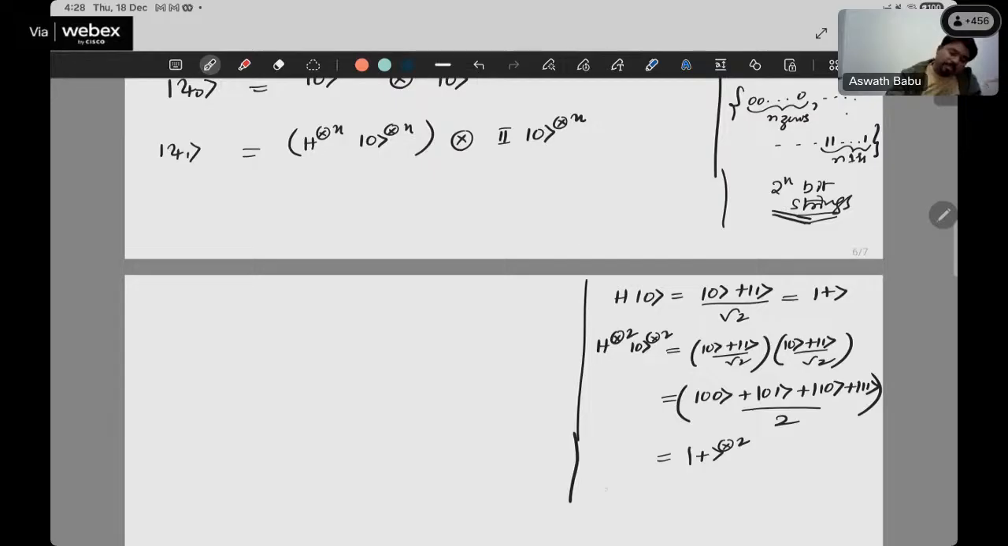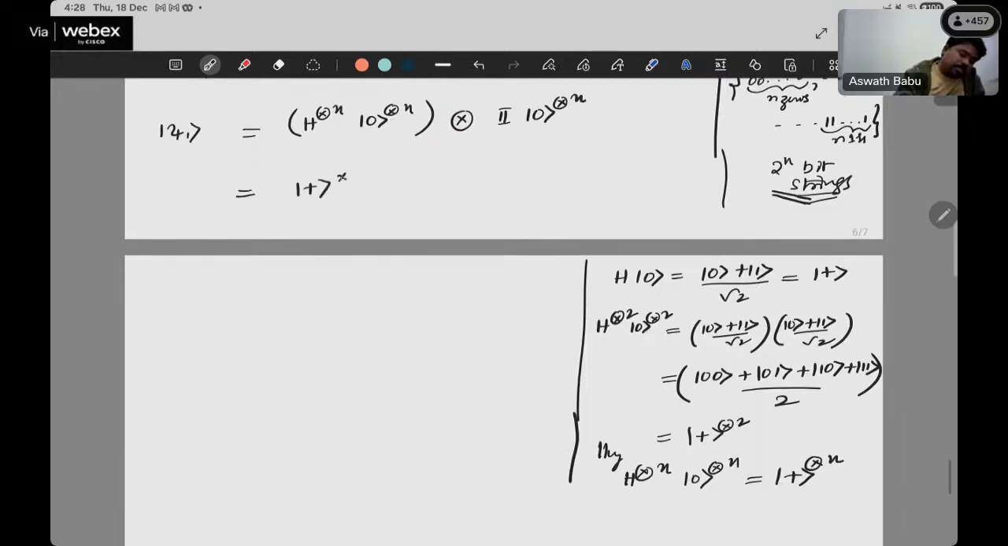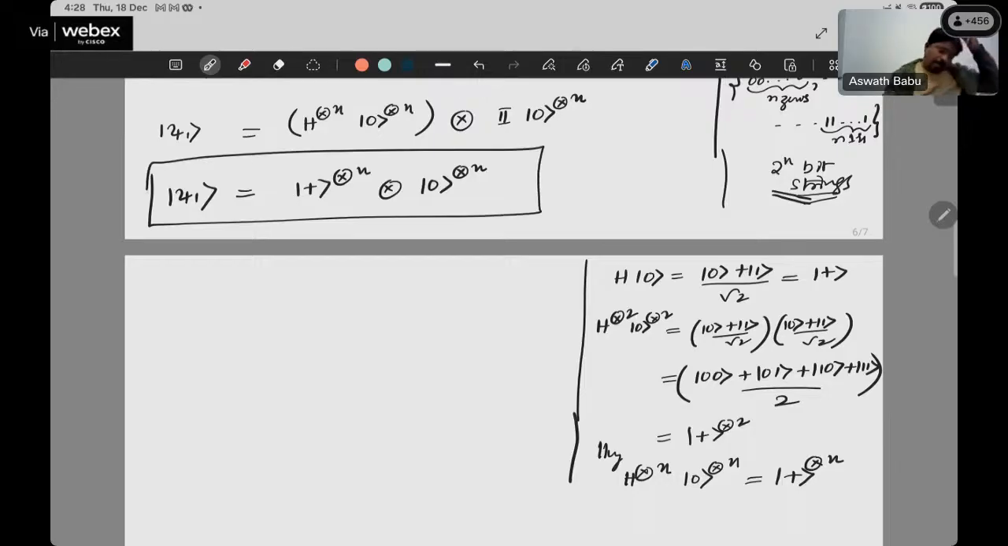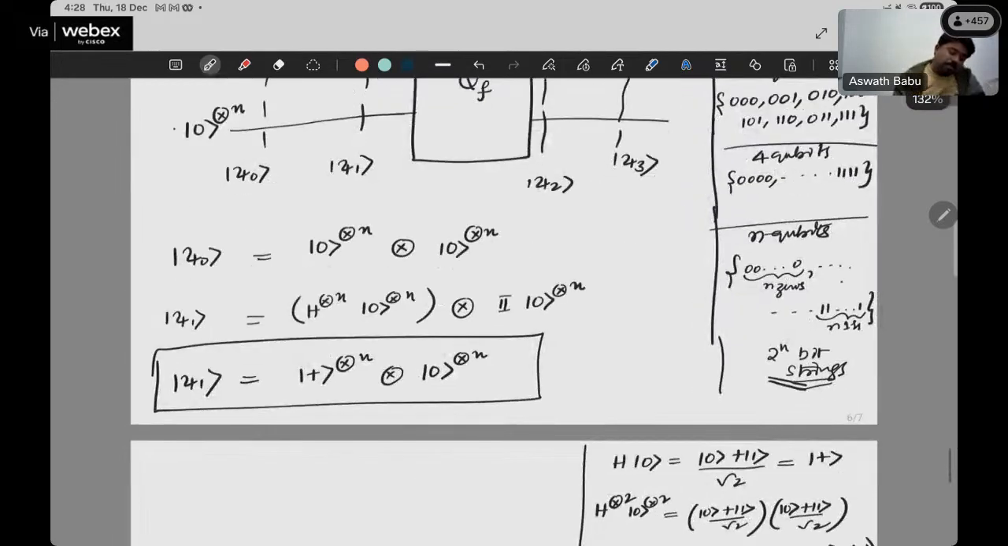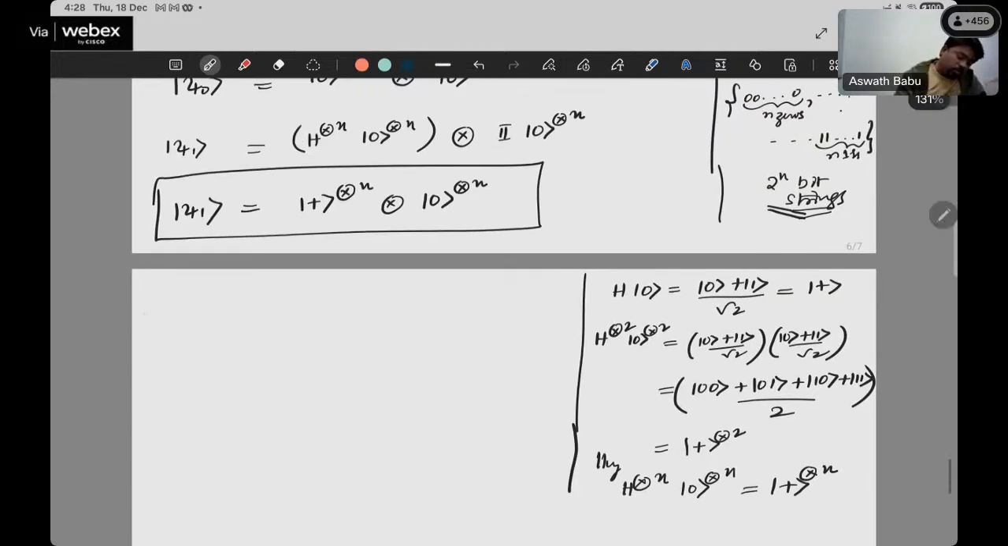So you just take this analogy, and similarly, generalizing, H tensor n acting on 0 tensor n is plus tensor n. So that's what I'm going to write here: plus tensor n tensor 0 tensor n. This is what I have at the psi 1 level as per my quantum circuit. Now I want to find what is the psi 2.